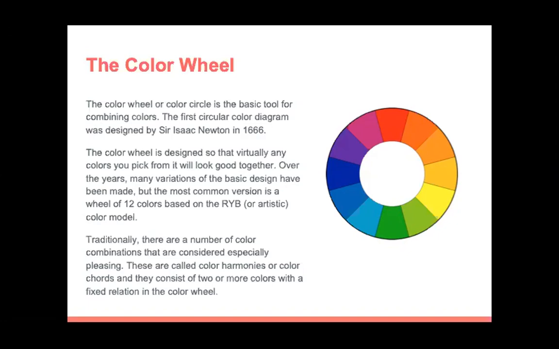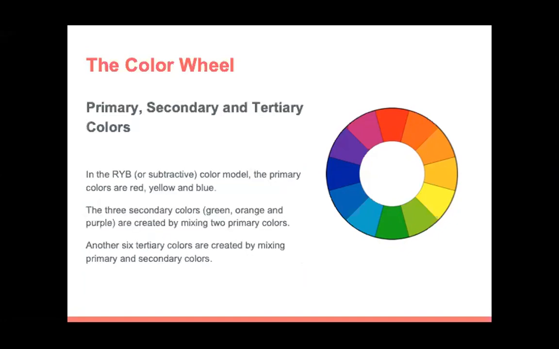So there are traditionally a number of color combinations that are considered especially pleasing. These are called color harmonies or color chords. They consist of 2 or more colors with a fixed relation in the color wheel. There are different kinds of colors on the color wheel and what they're called, and it's really important to know what these are called, their descriptions. There's primary, secondary, and tertiary colors that are on the color wheel.